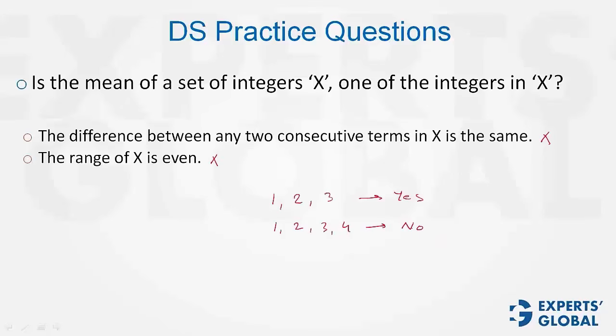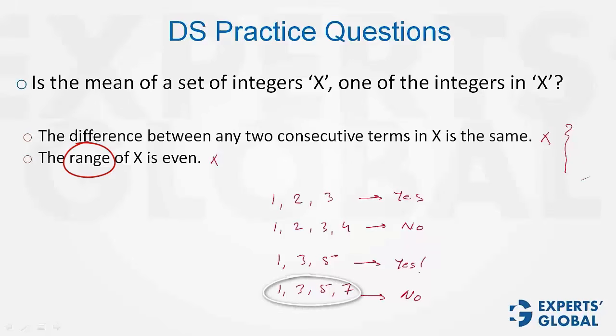This doesn't convey much. On combining, the range doesn't convey much because if the common difference is something even, for example 1, 3, 5, the range is even. Range is 4. We are getting yes as an answer. And if it is 1, 3, 5, 7, see, still the range is even. But because the number of terms is also even, we are getting no as an answer. The mean for this set would be 4, which is not a part of the set. Combining doesn't help because knowing that the range is even doesn't help much. Therefore, the right answer is option E.